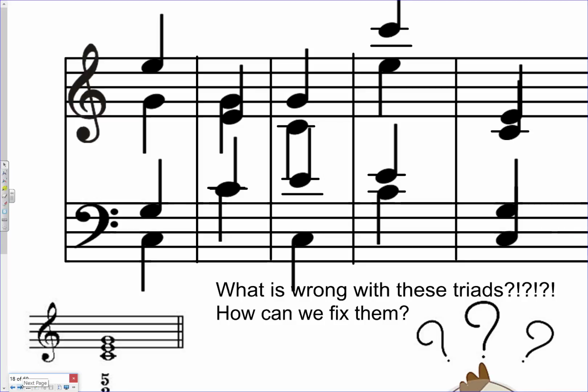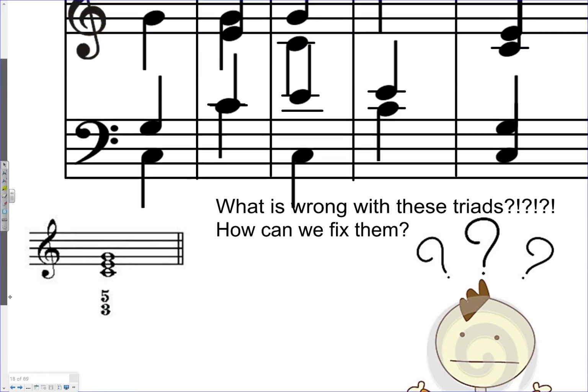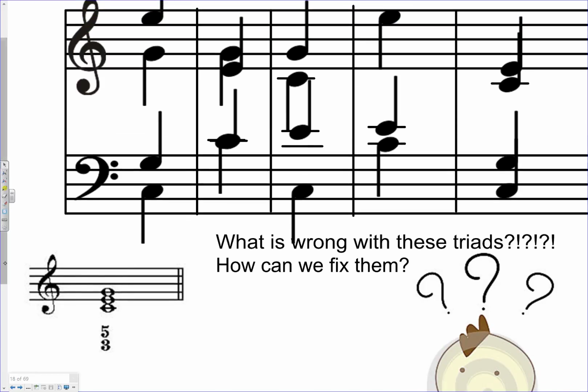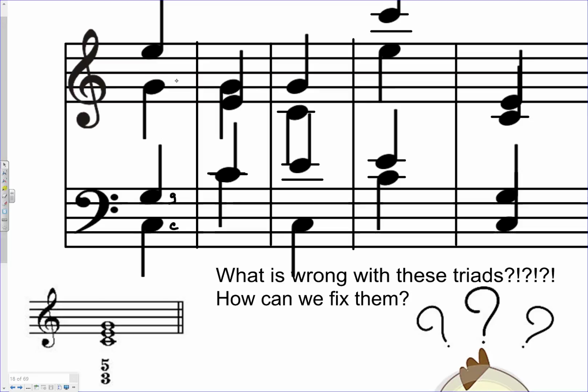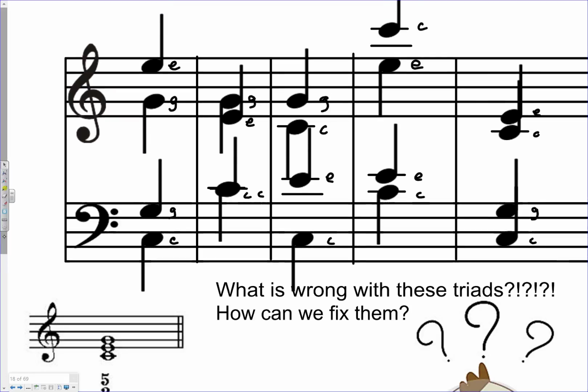So let's try to figure out what's wrong with these triads and how we can fix them. Okay, so remember down here I have root position triads. Let's identify the notes really quick. Looks like 2 C's there. Can you see a problem in the first triad? Well, in root position triads, we want to double the root. In this particular case, the fifth is doubled. So we can bring the tenors perhaps up here instead of singing the G in order to double the root.